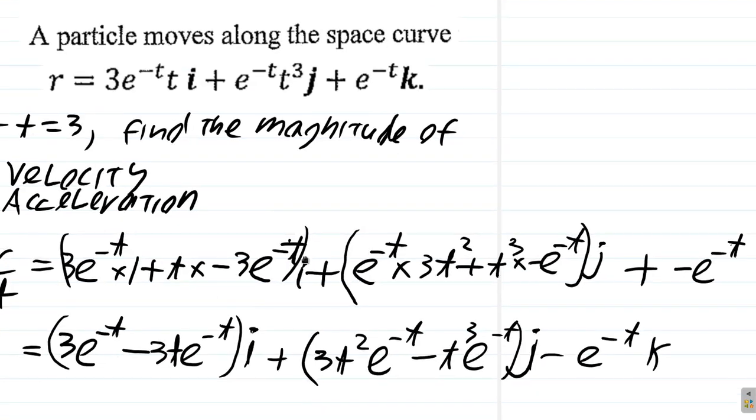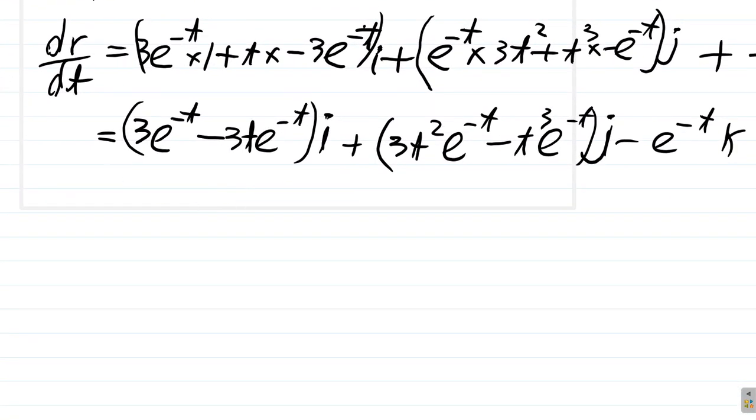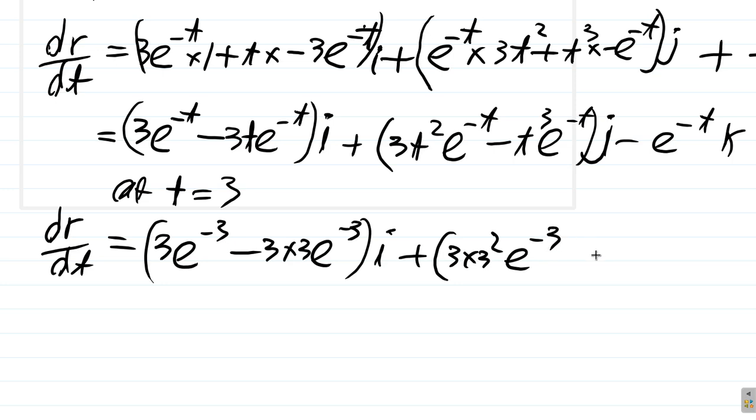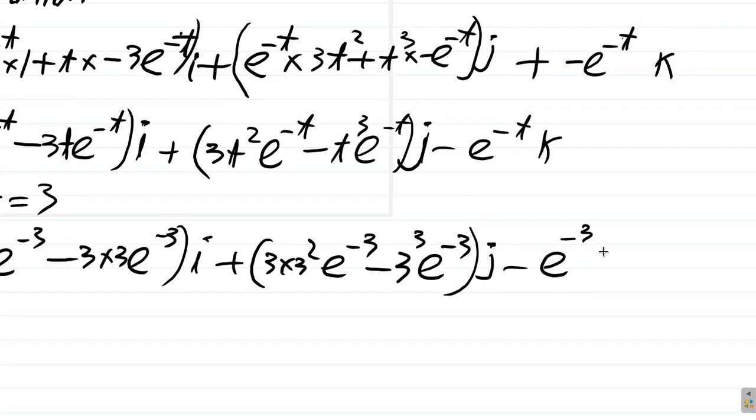Now, what happens at t equals 3? At t equals 3, the velocity dr by dt is equal to, alright, 3e to the negative 3 minus 3 times 3e to the negative 3 in the i direction, right, plus 3 times 3 squared e to the negative 3 minus, t is 3, 3 cubed e to the negative 3, j, minus e to the negative 3, k.